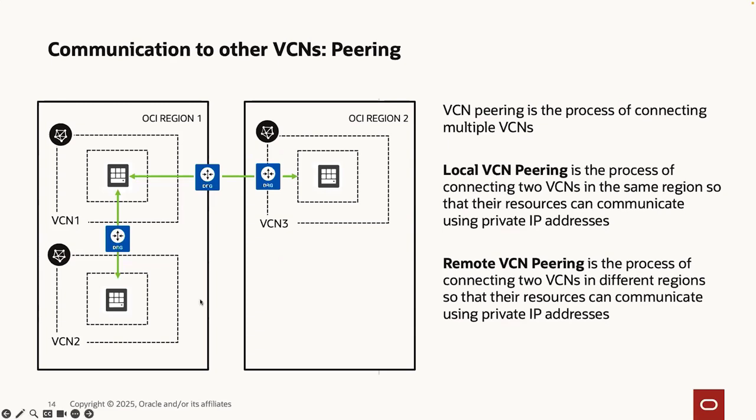And you can see here, this would be considered a local peering, VCN1 and VCN2 being connected through a dynamic routing gateway in region 1, and then this would be the remote peering, VCN1 connecting to VCN3, both in different regions through two DRGs as well.